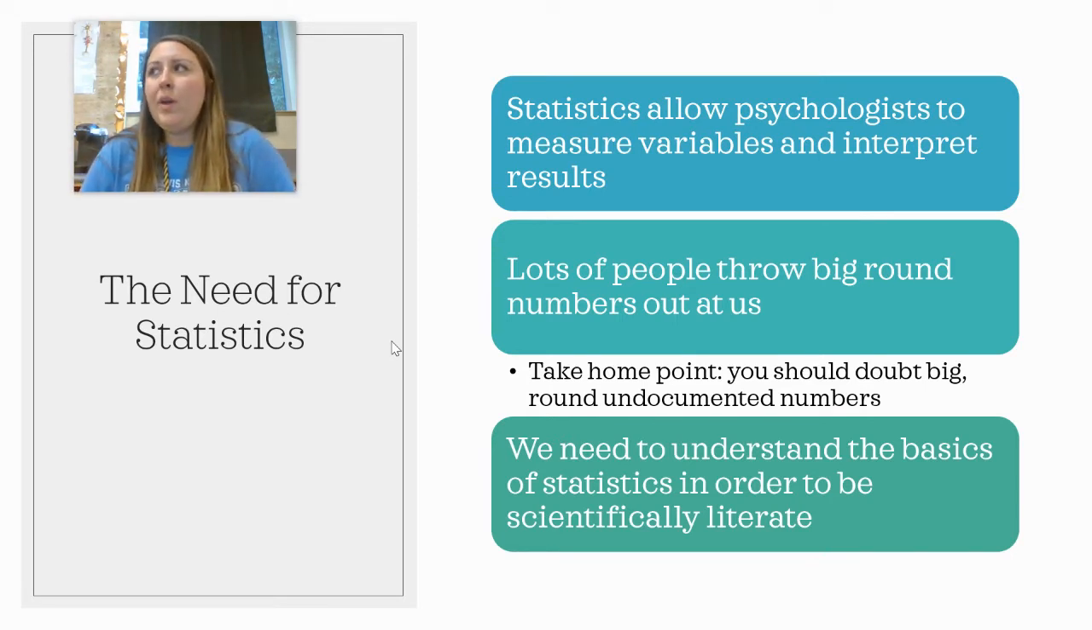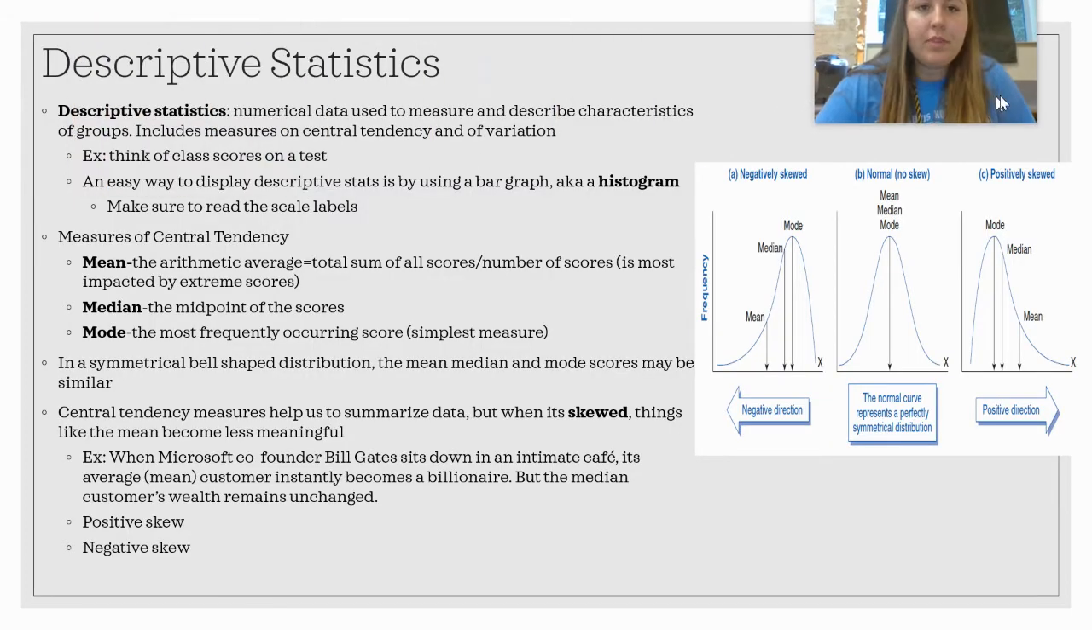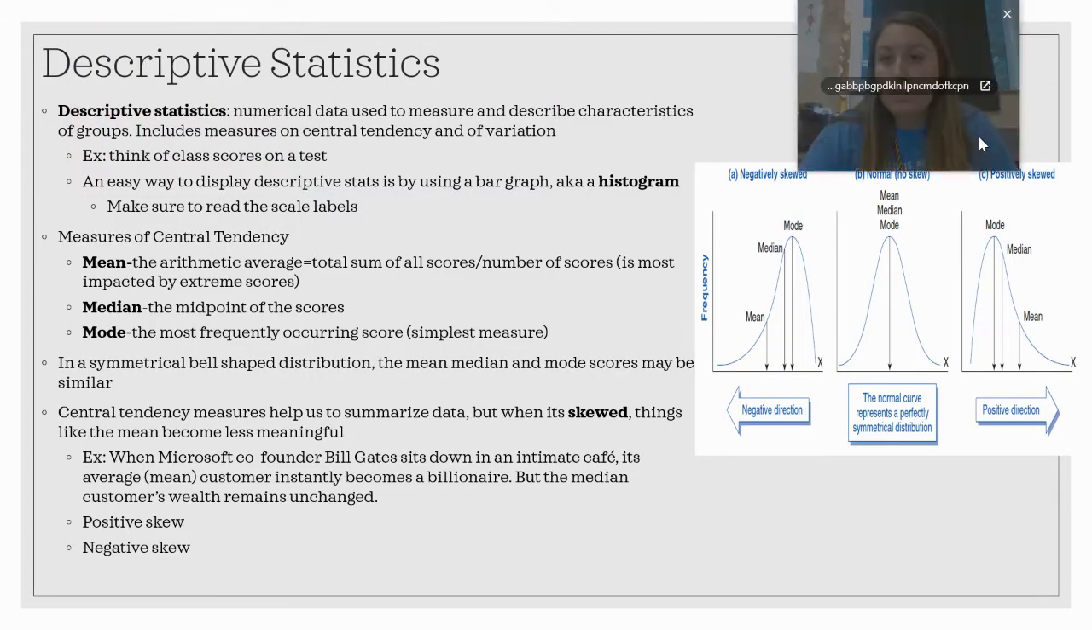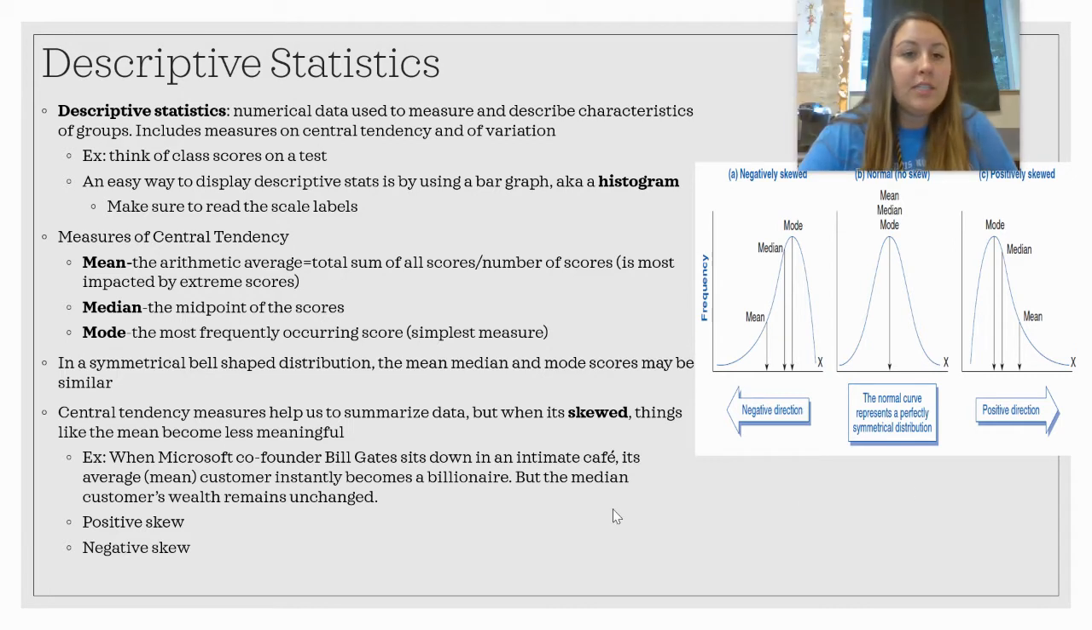Now, we as critical thinkers need to understand the basics of statistics so that when people do present us with data, we actually know what we're looking at and what exactly that means. So we need it in order to be scientifically literate. Okay, so first of all, we have descriptive statistics. Descriptive statistics is basically data that is used to measure and describe characteristics of groups. Okay, this just describes what's going on.